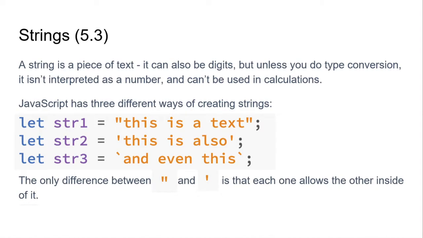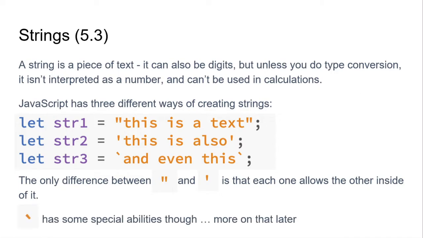The only difference between the double quotes and the single quotes is that each one allows the other inside of it. We're going to look at that right next slide. The backtick has some rather special abilities. We will have more on those later.